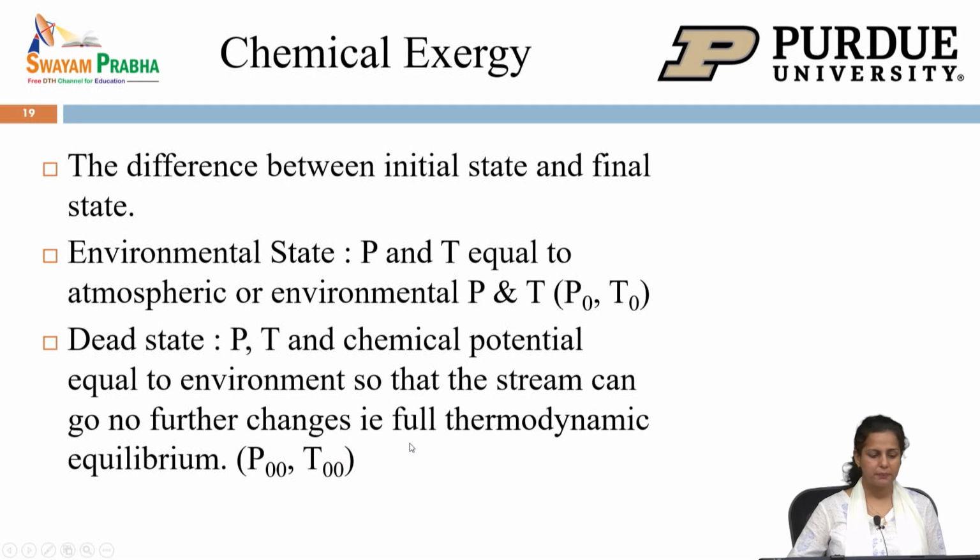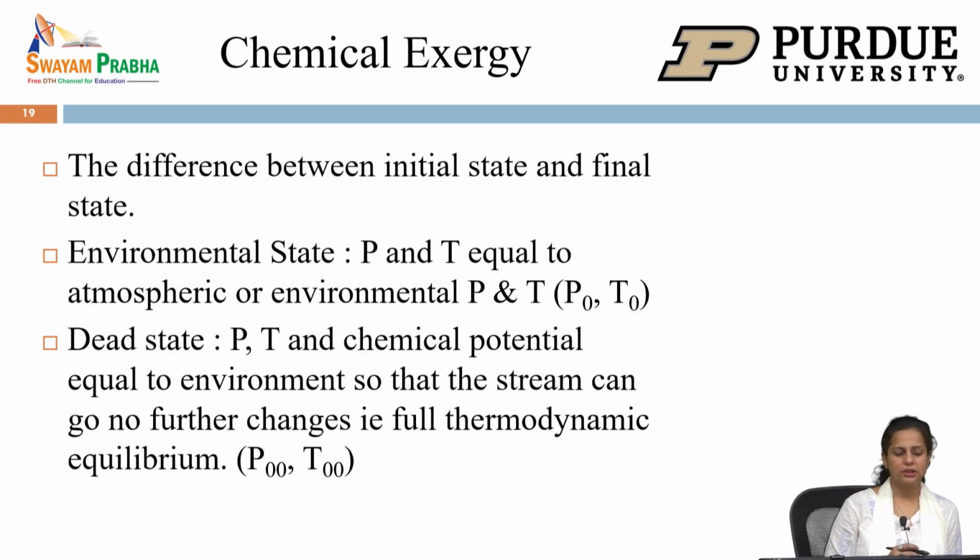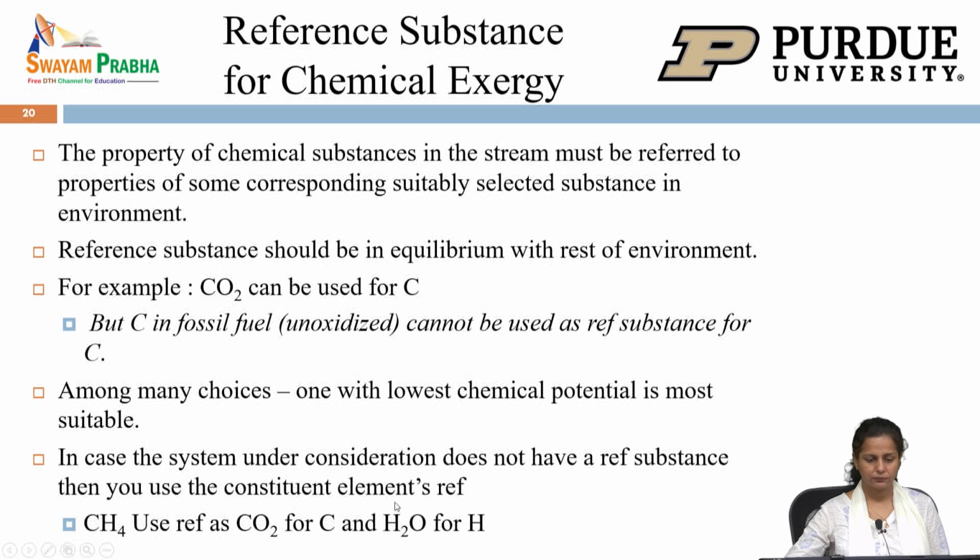When you look at the chemical exergy, you have the difference between the initial state and final state. Your environmental state is equal to the environmental pressure and temperature. So, whatever reference state you pick is P0, T0, and your dead state is when you have the pressure, temperature and chemical potential. So, you do not have any gradient of the chemical potential in the environment now. That chemical potential of the stream is also equal to the environment, so that the stream can go no further changes, that is, there is full thermodynamic equilibrium. So, that is the dead state that we define for calculation of the chemical exergy.